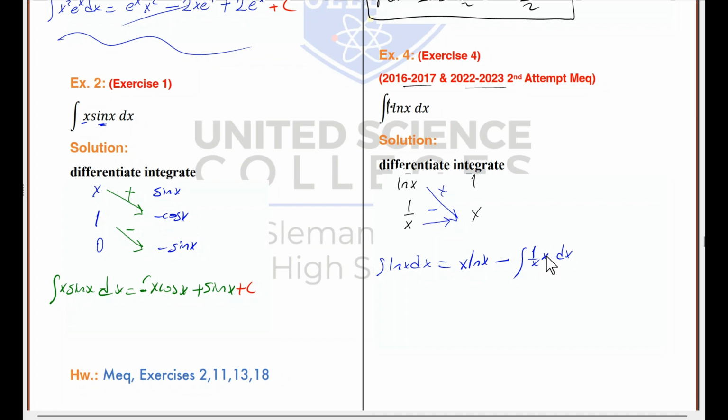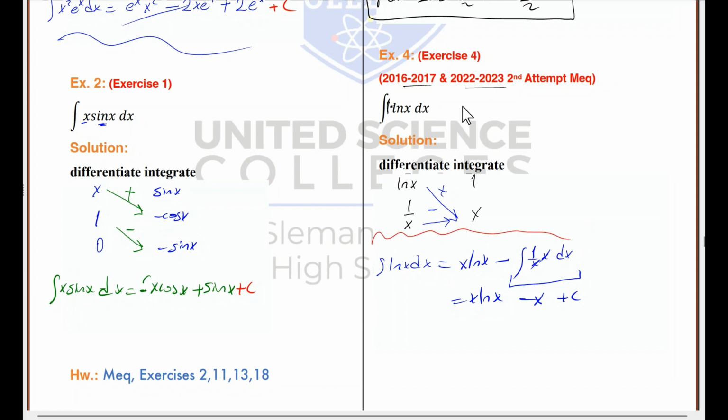1 over x times x is 1. Integral of 1 is x, right? So my answer is x ln x minus x plus c. So it seems complicated, but when you get the idea, you'll solve the questions easily.